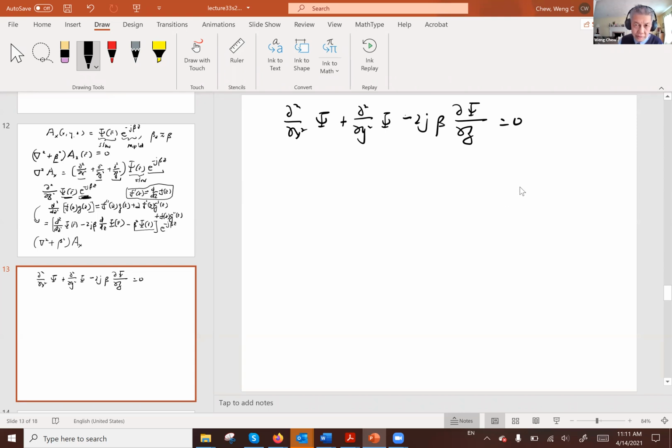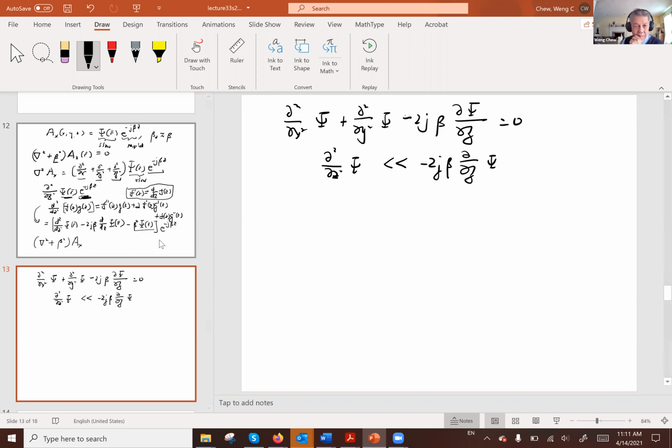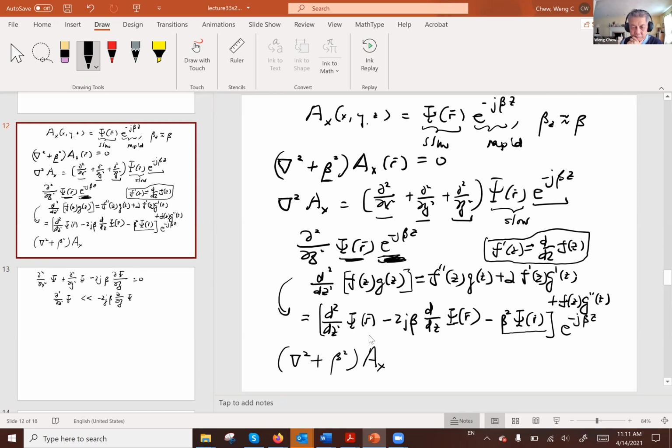And this equation is greatly simplified because I have also thrown out a certain term, the second derivative with respect to z. The second derivative of this term with respect to z is going to be much, much smaller than this term, minus 2j beta partial z of psi, okay? I'm going to compare these two terms. And this term is going to be much, much bigger than this term.